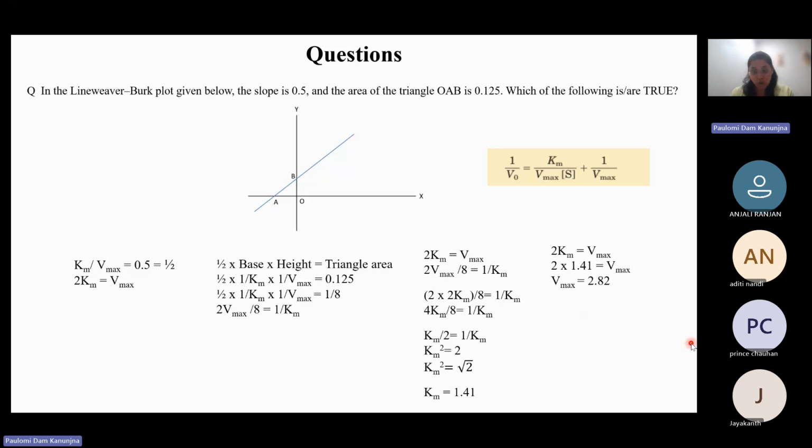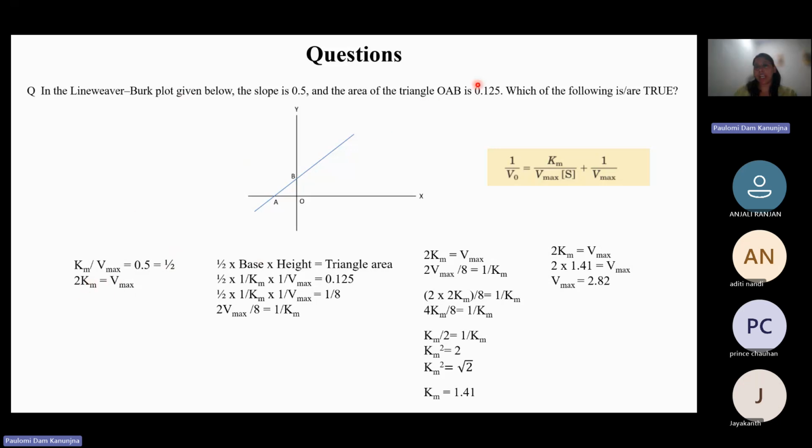Because I also have to upload this on the internet, so I have to explain this to the people who visit it on YouTube. So give me 30 seconds to explain it to them, if my class couldn't answer or will see me later. So you have a slope which is Km by Vmax, which is 0.5. I've written 0.5 as half so that it gives me the relation between Km and Vmax. So twice of Km is equal to Vmax.